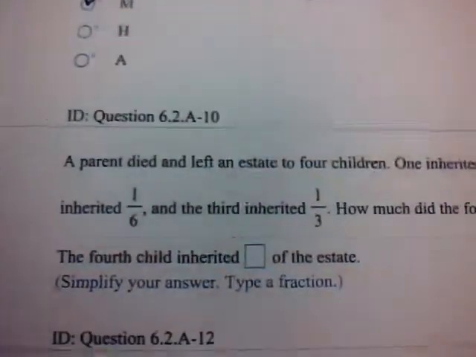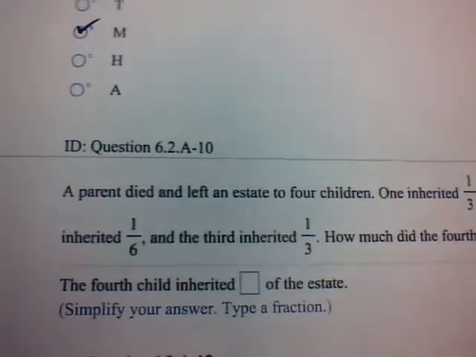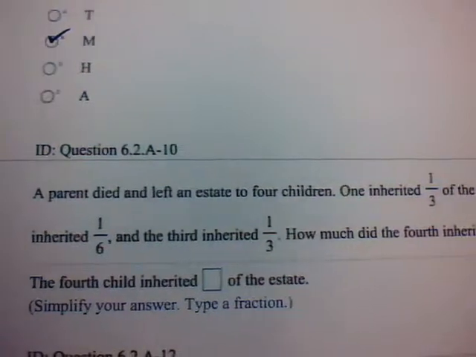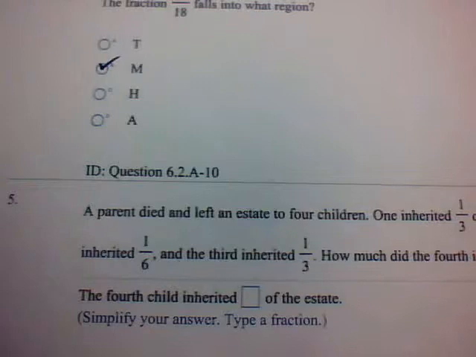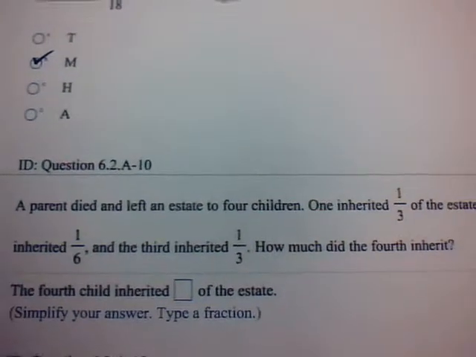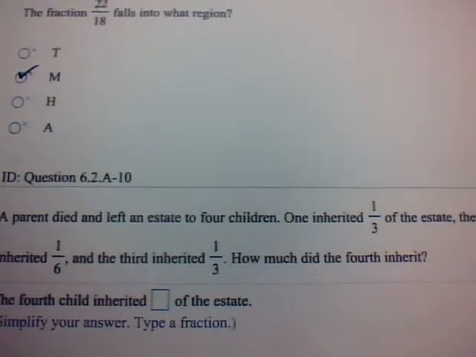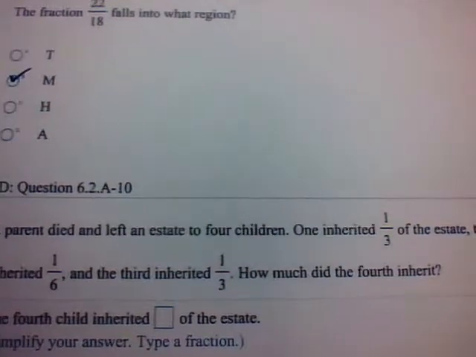All right, problem number 5. A parent died and left an estate to 4 children. One inherited 1/3 of the estate. The second inherited 1/6. The third inherited 1/3. How much did the fourth inherit?